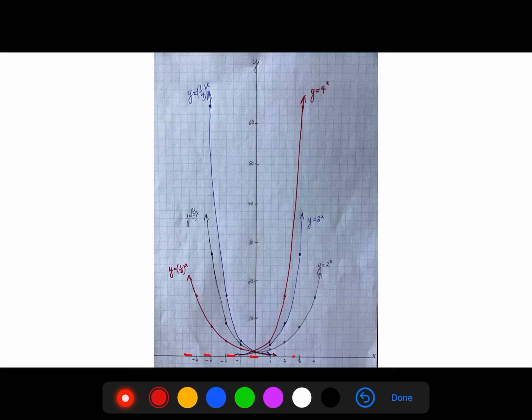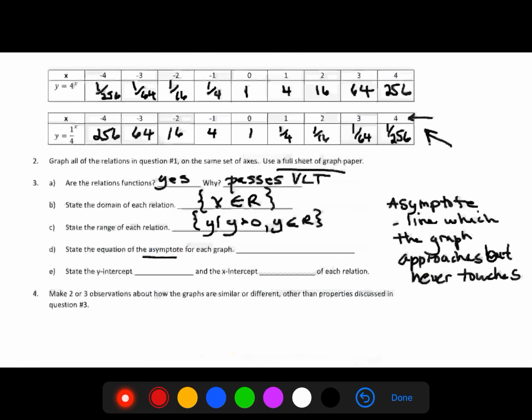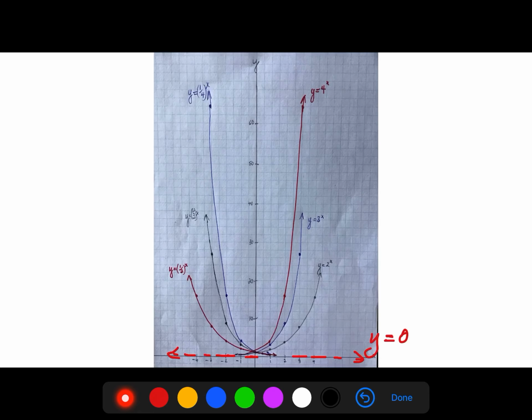So the equation of our asymptote for these graphs, if we take a look at this, we have a straight line here in which all of our graphs get closer and closer to this horizontal line, but they never cross. And our equation for that line is y equals 0. So our asymptote, the equation is y equals 0.